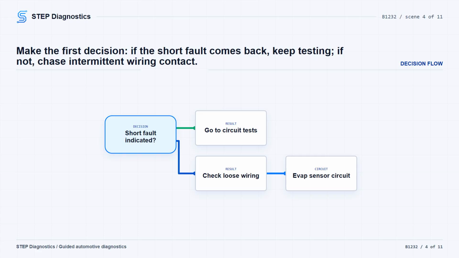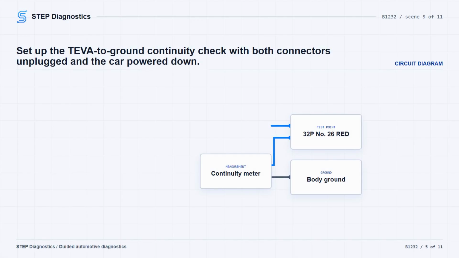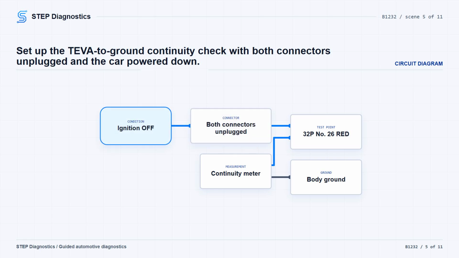If it does not come back, treat it as intermittent and check for loose wires or poor connections in the evaporator temperature sensor circuit. Next, power the car down. Ignition switch to LOCK 0 or engine start/stop button to OFF mode. Disconnect the climate control unit 32P connector and the evaporator temperature sensor 2P connector.